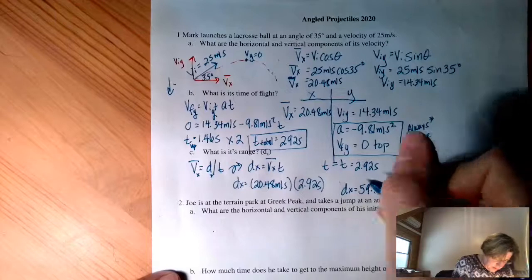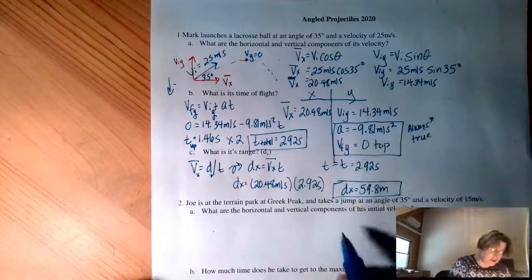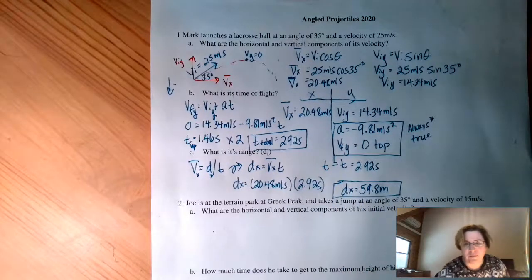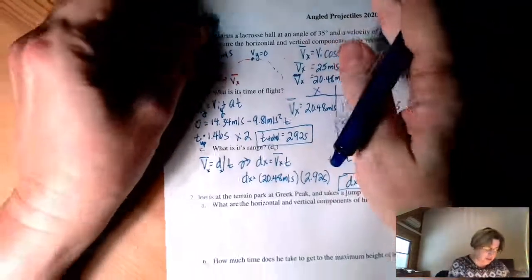If you got half of this number, it's because you forgot to double your time. Okay, let's move on to the next question.